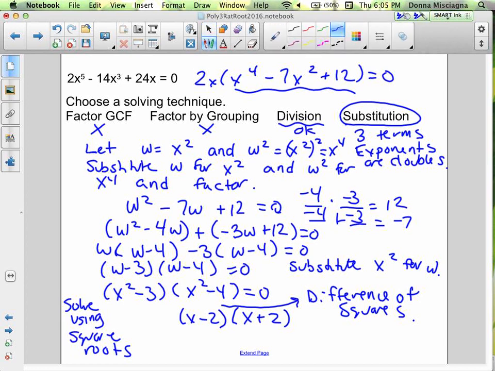So we have x squared minus 3 equals 0. Add 3 to both sides. x squared equals 3. Take the square root of both sides. Don't forget your plus or minus there. So I added 3, I've taken the square root, so x equals plus or minus the square root of 3. That's 2 solutions. And then this is a solution, x equals 2. If x minus 2 is 0, x equals 2.